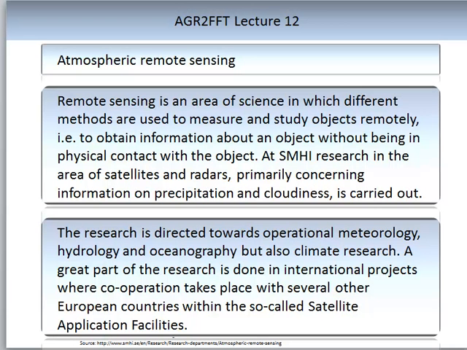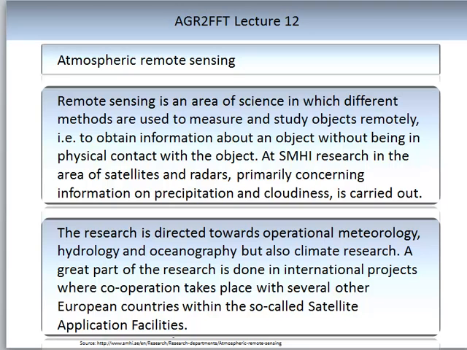There is an area of climate measurement that goes under the umbrella of atmospheric remote sensing. Remote sensing is an area of science in which different methods are used to measure and study objects remotely. This enables you to obtain information about an object without being in physical contact with that object.